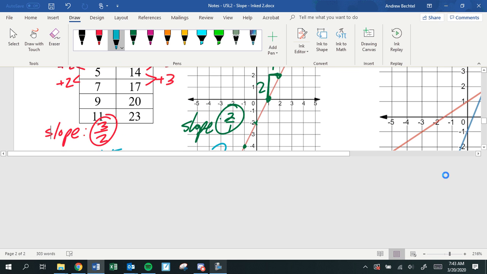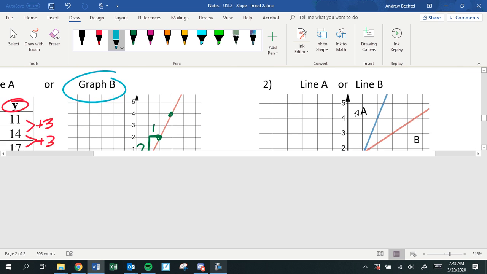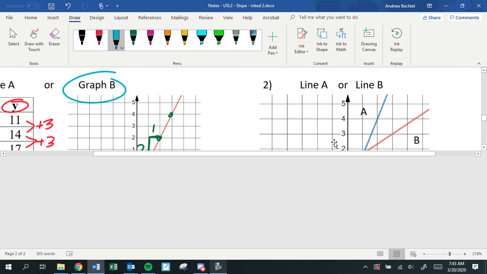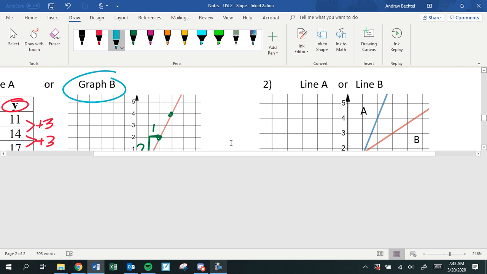How about you all try, oh, my on-screen keyboard's popping up. How about you all try number 2 on your own? Remember, a steeper line has a bigger slope.